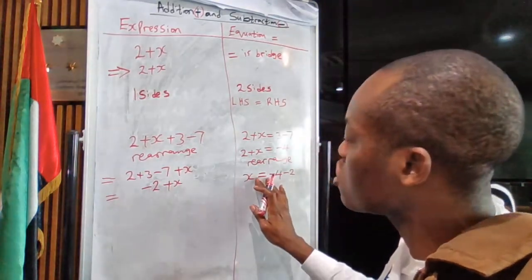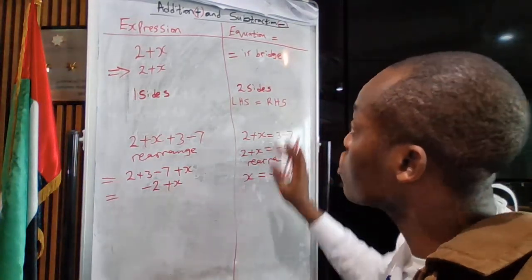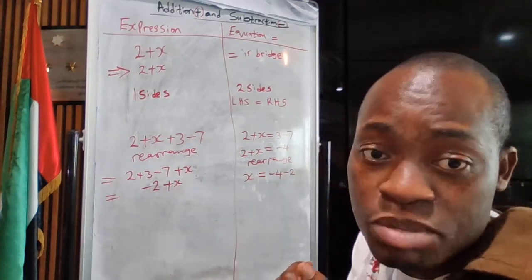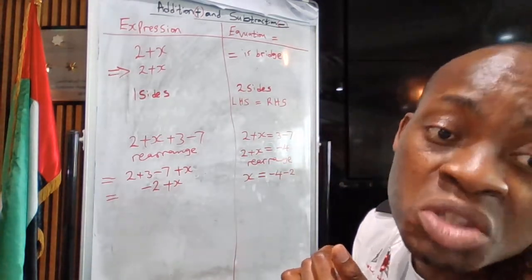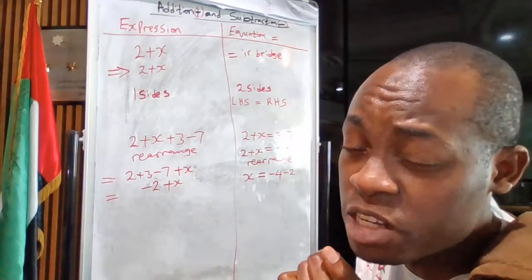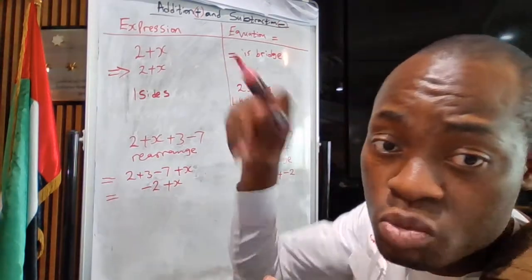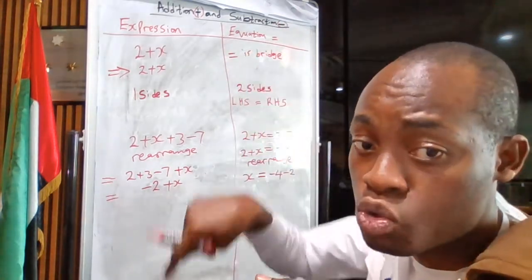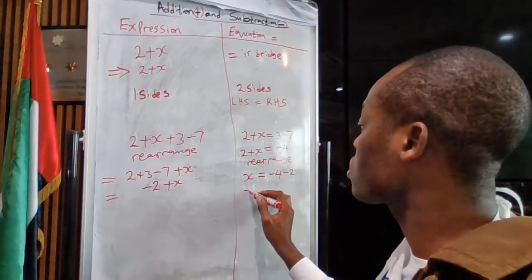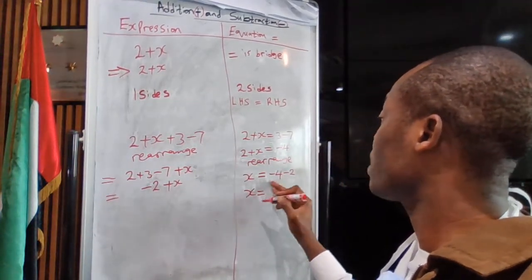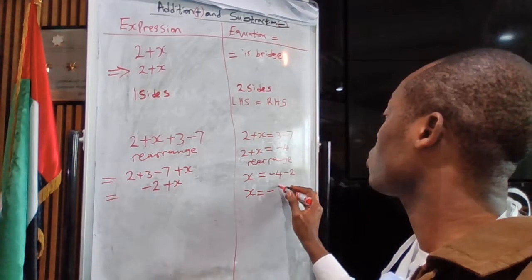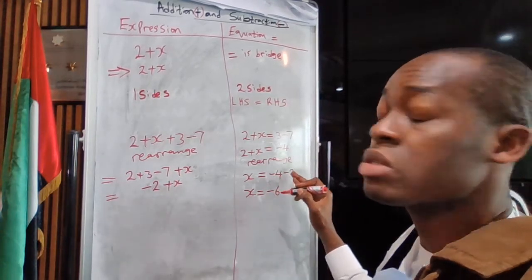That is, when anything is crossing the bridge under equation, it will change. If it is times, it will change to division. If it is division, it will change to multiplication. If it is plus, plus will change to minus. If it is minus, minus will change to plus. So that's just that. So that is minus 2 minus 4 is what? Minus 6.